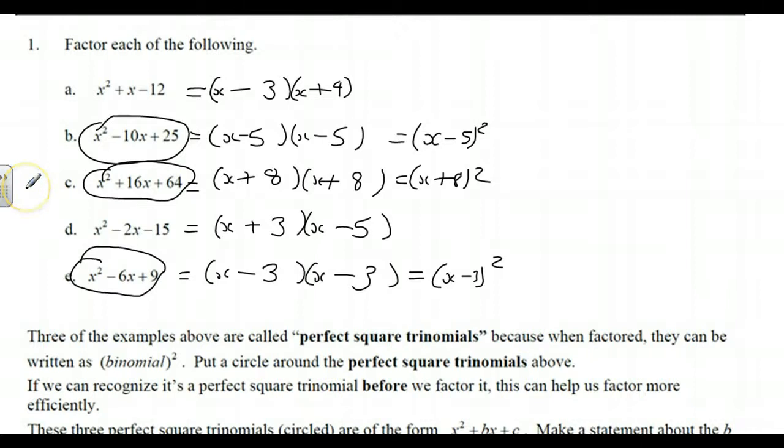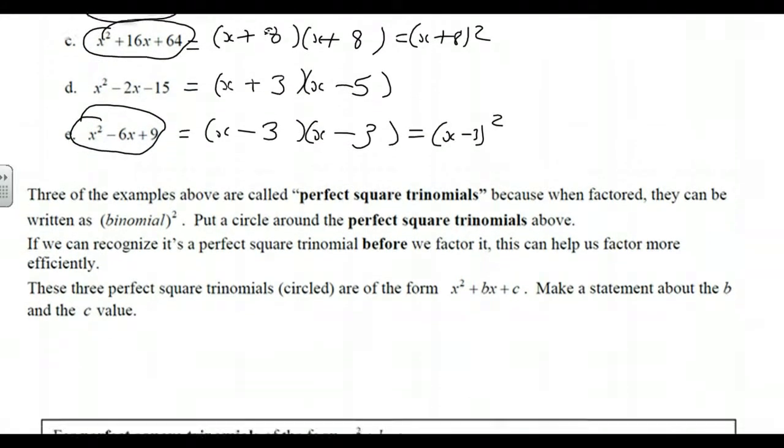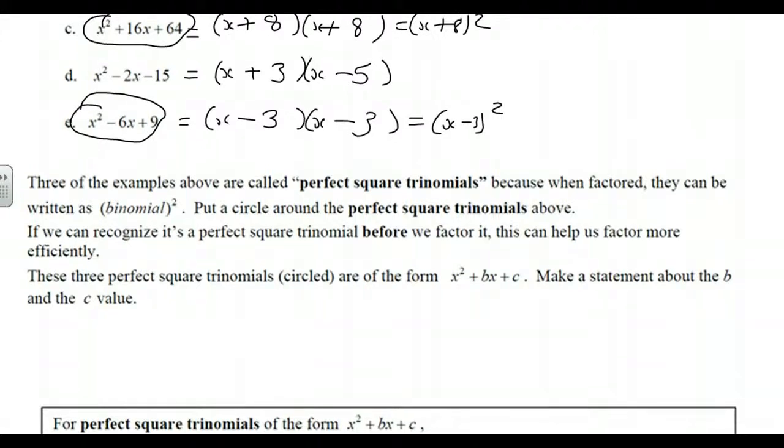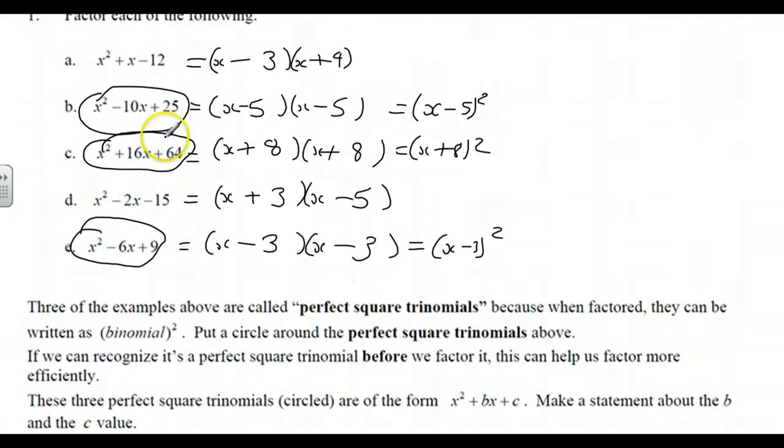If we can recognize it's a perfect square trinomial before we factor it, this can help us factor more efficiently. The three perfect square trinomials circled are of the form x squared plus bx plus c. Make a statement about the b and the c value. So you can see that the c values are all perfect squares and that the b values are, well, the square root of 25 is 5, double that you get 10. Square root of 64 is 8, double that, you get 16. Square root of 9 is 3, double that, you get 6.